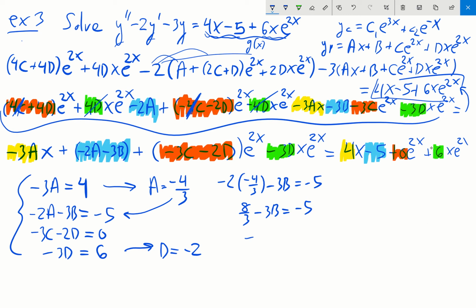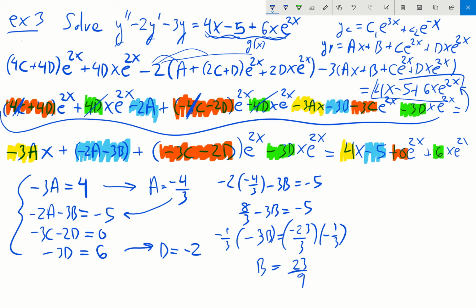We would now go ahead and subtract 8/3 from both sides. So negative 5 minus 8/3. If we do that, that would give us negative 23/3. And then from here, you could divide by negative 3 or multiply by negative 1/3. And we would find that b would be equal to a positive 23/9. So b is positive 23/9.